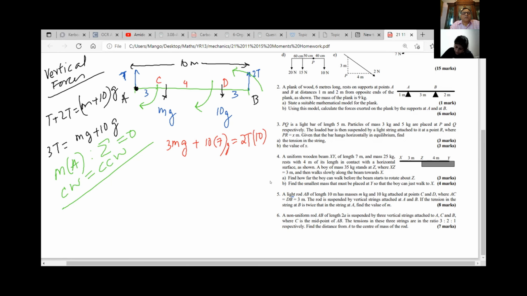Now, since we need to find what m is, we can replace t in terms of m. Is it okay? So let me rewrite. We have 3 mg plus 70g equals 20t, correct? So instead of t, I will write 3 mg plus 70g equals 20 times, where t is mg plus 10g divided by 3, right?